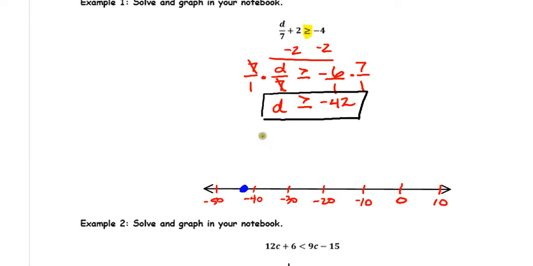And then d can be any number that is greater than or equal to negative 42. So if that's the case, I'm going to shade all of the possible solutions, meaning negative 30 is greater than negative 42, negative 20 is greater than negative 42, 0 is greater than negative 42, and 10 is. So any number on this side of negative 42 is going to be a possible solution, meaning it's a number that I could substitute in for d, and it would make the inequality true.